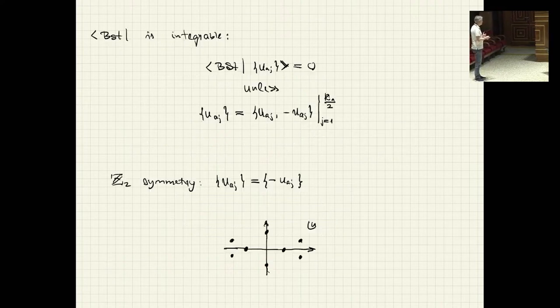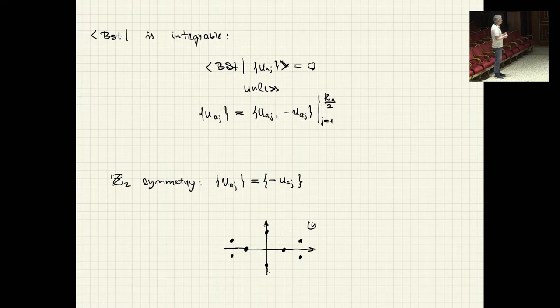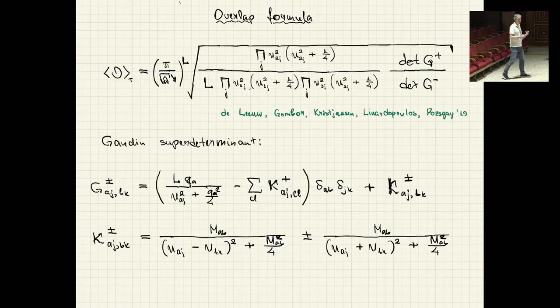But this state turns out to be integrable. So it does satisfy a selection rule that it only projects onto paired states. So if the state is characterized by n magnons, the overlap will be 0 unless these magnons are paired. That is, for each rapidity we have a rapidity with the opposite value. So the state must obey this Z2 symmetry. If it does not, then the overlap will be 0. And we know that for these integrable states, the overlap should have a universal form in this determinant representation. For this particular state, actually, this representation was already known. It was derived by Deleuve, Gomberg, Christensen, Leonardopoulos, and Poshguy.